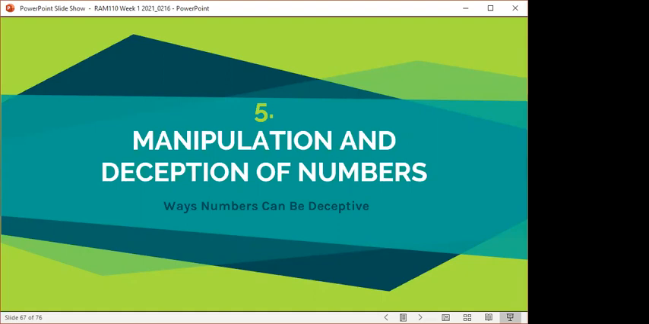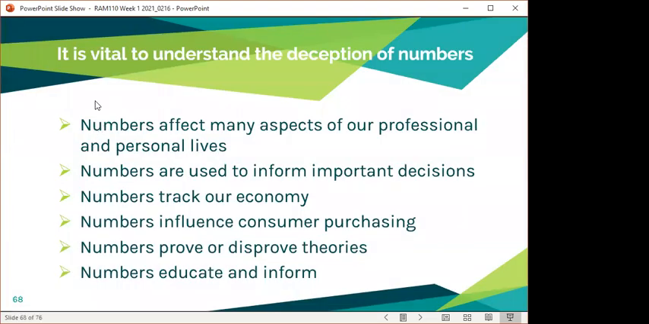Manipulation and deception of numbers. Ways numbers can be deceptive. All right. It is vital to understand the deception of numbers. This is when numbers can deceive. Numbers affect many aspects of our personal and professional lives. Yes, Mr. A, we all agree. Numbers are used to inform important decisions. Absolutely. Numbers track our economy. Huge. Numbers influence consumer purchasing. Without question. Numbers prove or disprove theories, like the effectiveness of the pandemic coronavirus vaccines. Absolutely. Numbers educate and inform. This is a big deal.